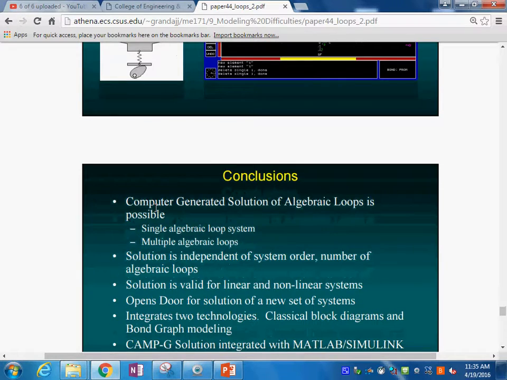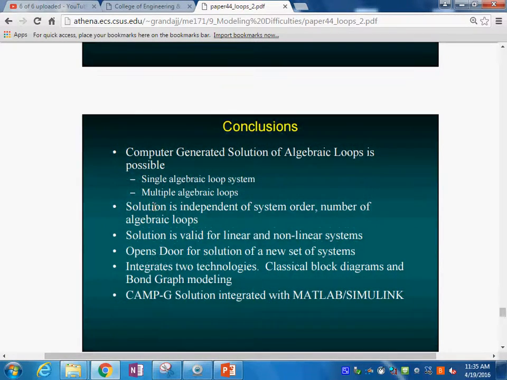What are the conclusions of this? First of all, we have a computer-generated algebraic loop in the CAMG. This is possible for a single algebraic loop or for multiple algebraic loops. Two, the solution is independent of the system order or the number of algebraic loops. The solution is valid for linear and nonlinear systems. Opens the door for solution of a new set of systems. And of course, I always talk about the integration of block diagrams and bond graph models.